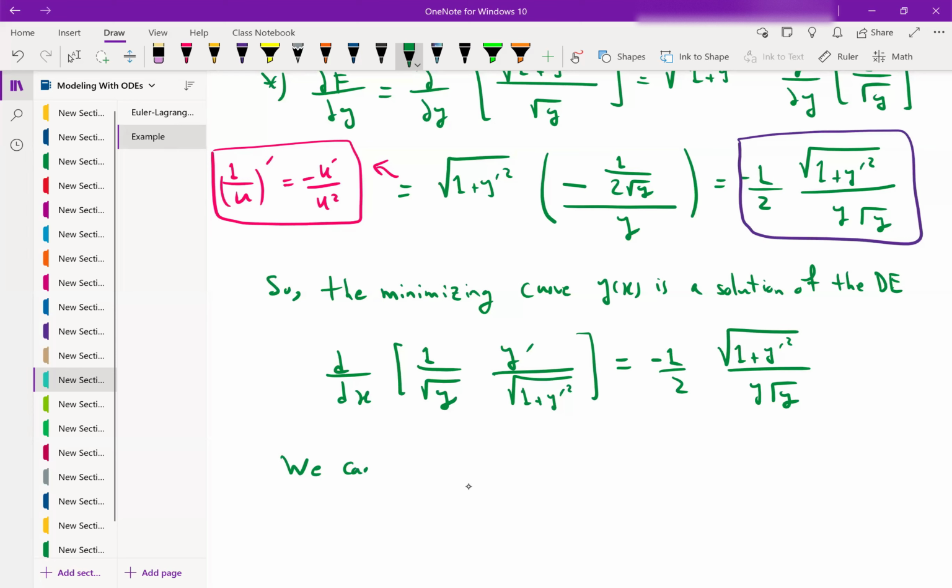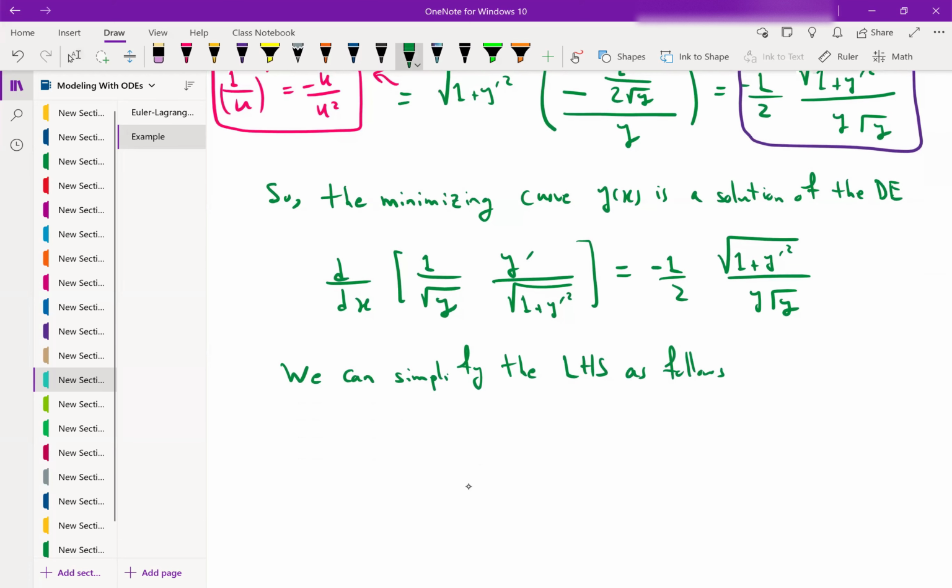We can simplify the left-hand side, LHS, as follows. So let's actually take the derivative. Again, this is good practice for our calculus skills. d dx of, what do we have?